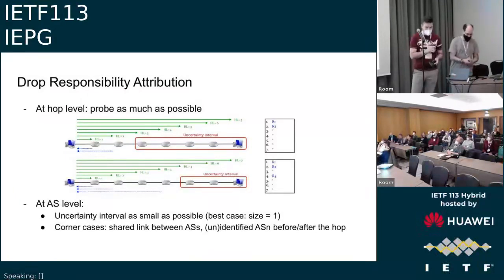I'm alive. So, second case, identified or unidentified AS number before and after the hop. As I said, you might or might not have identified some AS number before and after the hop in question, and so you might or might not identify your AS here. The best case is that your interval spans only 1 AS, and problems come when your interval spans multiple, so two or more ASes. Next slide, please.